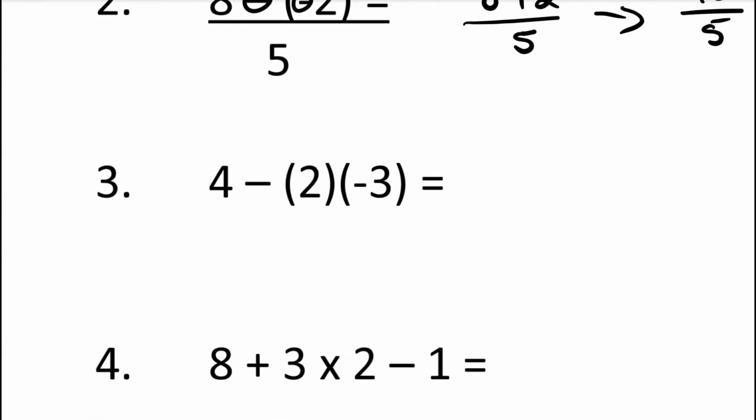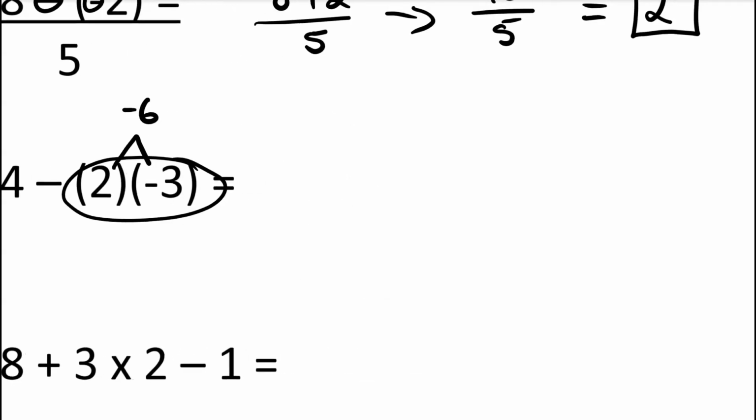Moving on to question 3 here, we have 4 subtract 2 multiplied by negative 3. These brackets represent multiplication here. So our first thing that we want to do is find out what is 2 multiplied by negative 3. 2 multiplied by negative 3 will get us negative 6. Remember, there's only one negative in this situation. We're paying attention to this information right here. So what we have is 4 subtract negative 6.